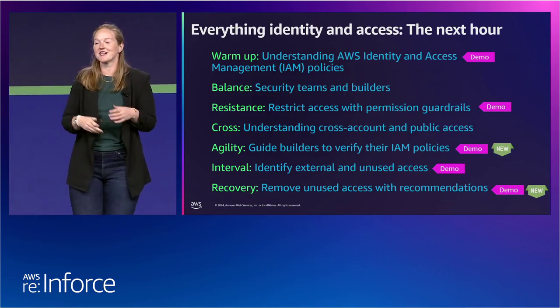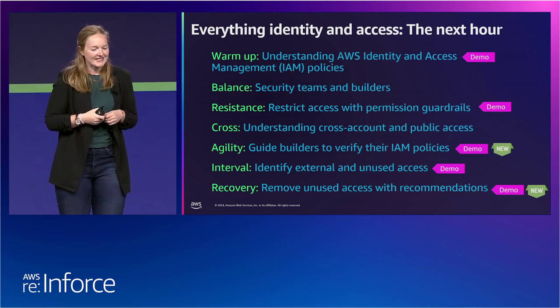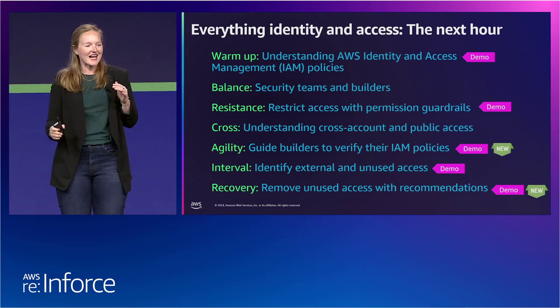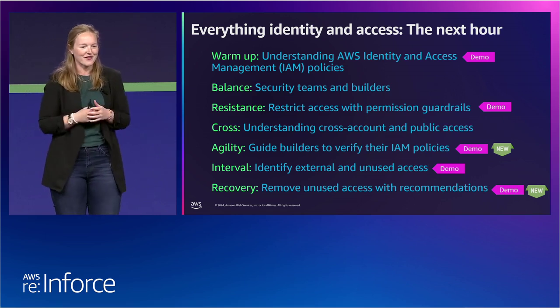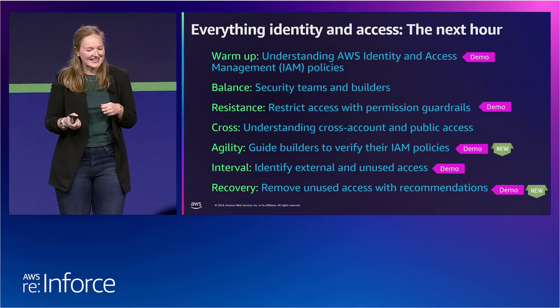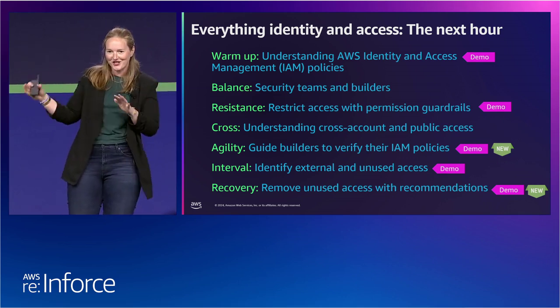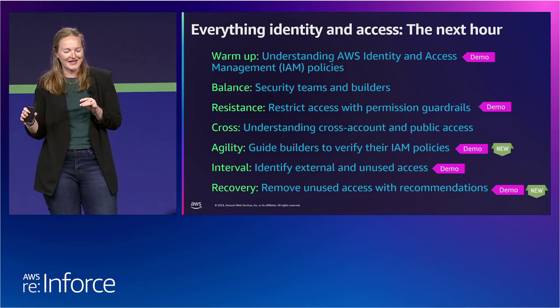Awesome. So this is how we're going to spend the next hour. We're going to do a warm-up. I'm going to give you an overview of understanding identity and access management, so IAM policies. We'll do some balance training. We've got security teams and builders and how they work together. We have some resistance training. We'll restrict access with permission guardrails. We'll do cross-account training, or cross-training. And we'll talk about cross-account and public access.